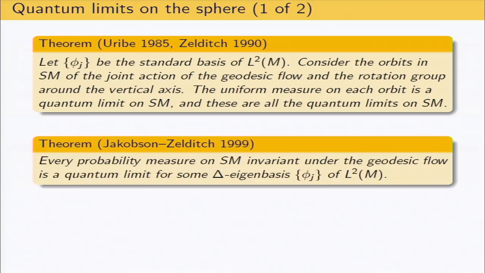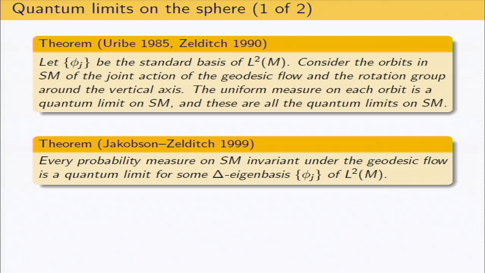And then you can ask what other quantum limits we can get. At this point, you want to change the basis, and there is this interesting theorem by Jakobson and Zelditch in 1999 that every probability measure invariant under the geodesic flow is a quantum limit if you choose your basis appropriately. But what is the typical situation?